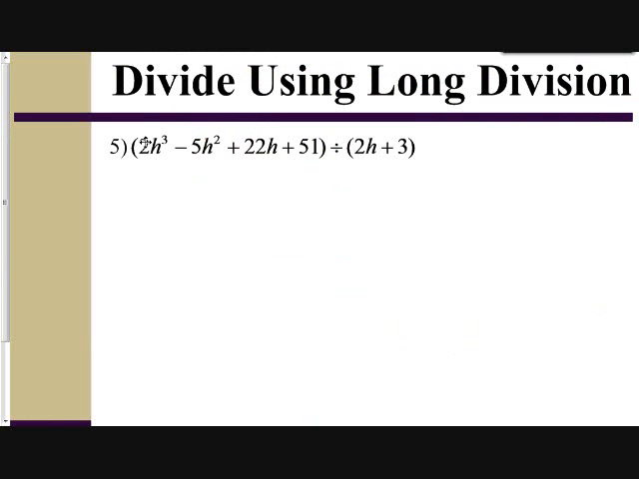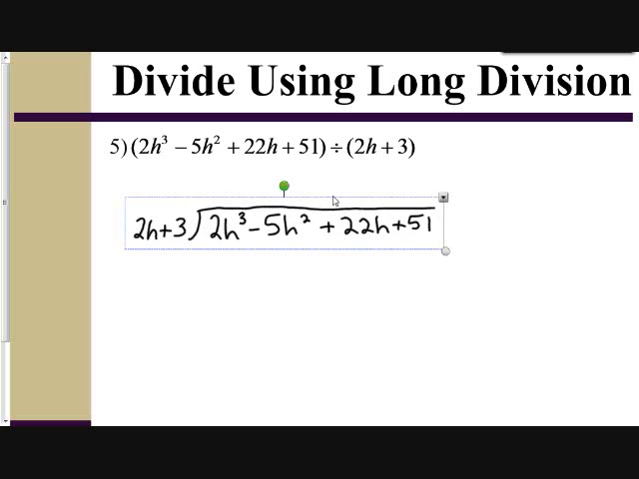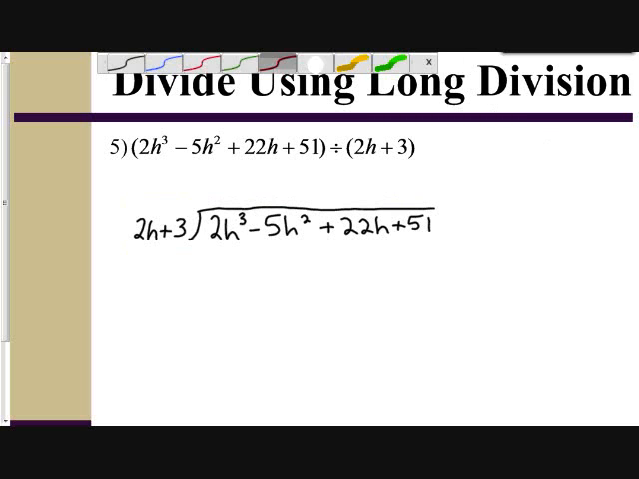So when we look at this example, we have 2h cubed minus 5h squared plus 22h plus 51. Our polynomial is not missing any terms, so we can just leave it as is. And we are dividing by our 2h plus 3. So let's set that up in our division with our polynomial inside the long division and our 2h plus 3 on the outside. And we take a look, we have ourselves two terms. So go over two terms, and our first answer will be above that second term. And we take a look at the first terms. What do you multiply 2h by to get 2h cubed? And that would be an h squared.